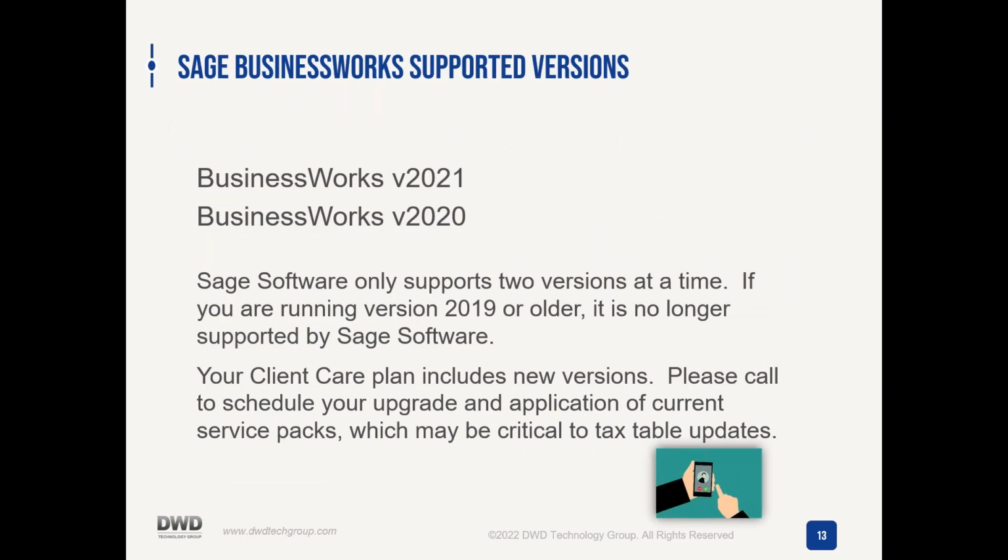Let's talk a little bit about what's supported in BusinessWorks. Sage Software has a philosophy for the BusinessWorks side where it supports the current and prior version. Right now, our current version is version 2021. There is a service pack, I think service pack 10, which is the most current service pack for that version. And then we also have BusinessWorks version 2020. Those are the only two that, if you call into Sage and need support, they will support. Otherwise they will tell you that your software is obsolete and you should upgrade.